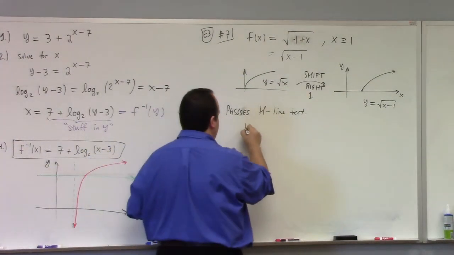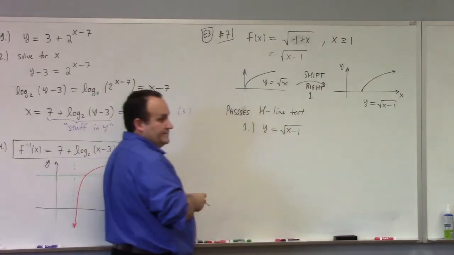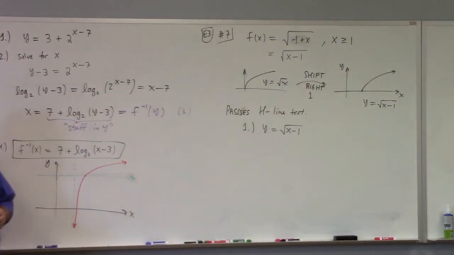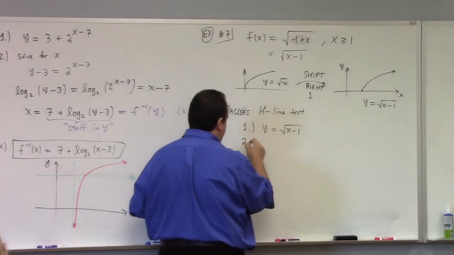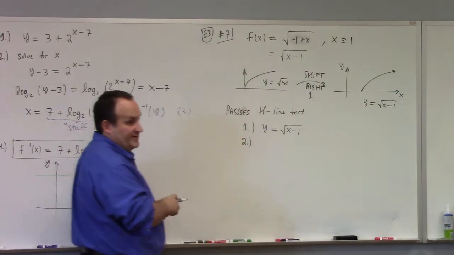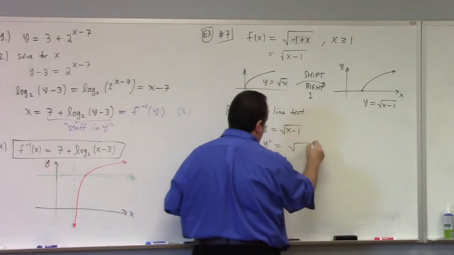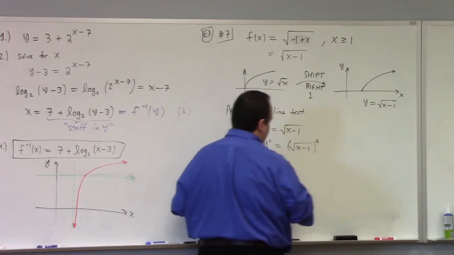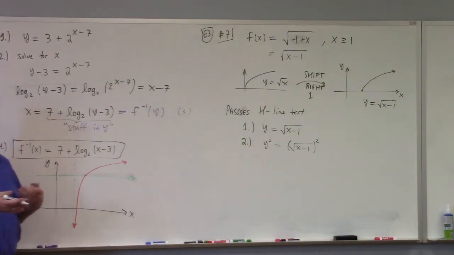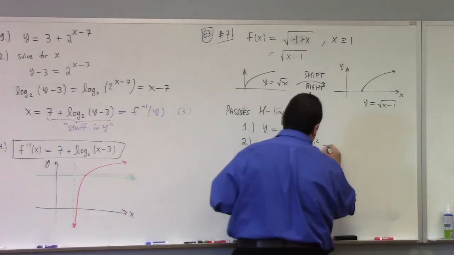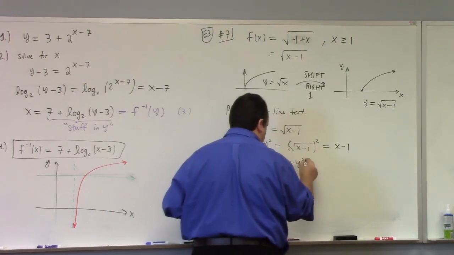Step number 1: y equals the square root of x minus 1. Step number 2, you've got to solve for x. How about we square both sides? We get y squared equals the square root of x minus 1, squared. The square root of x minus 1 squared is x minus 1 again. And then we can solve for x: x equals 1 plus y squared.